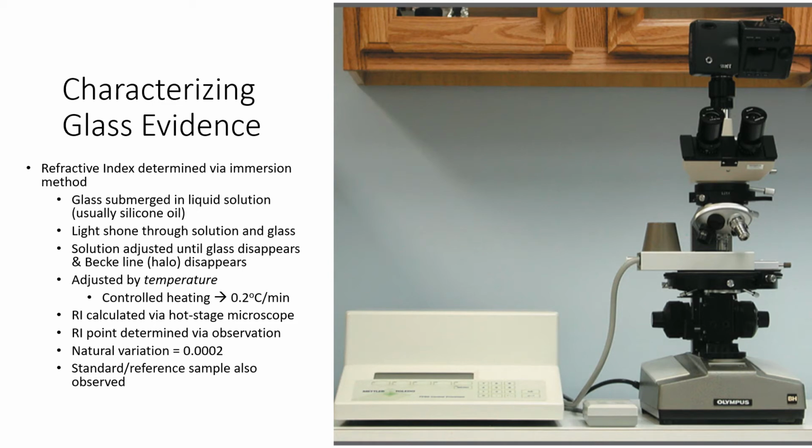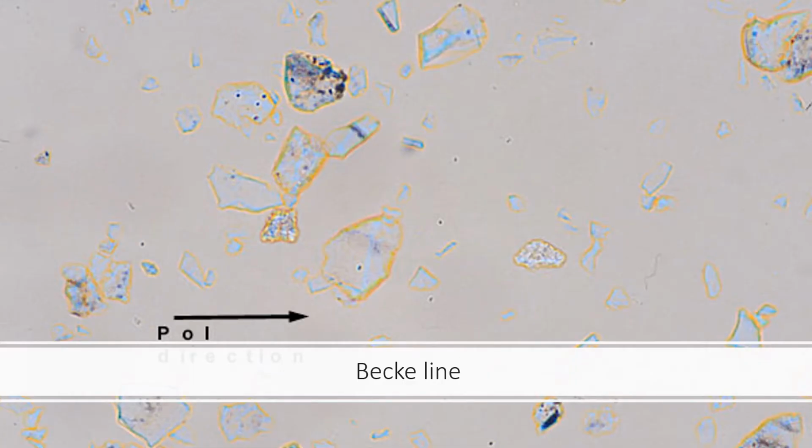Of course, you're still going to do this with a standard reference sample. The natural variation is going to be, you're going to have more sensitivity to this test than the last test, but it's still not so much that it's going to be a problem for most commercially manufactured glass. So this is an example of the Beck line. Here's that weird glowy line that you'll see as long as the refractive indices are different.